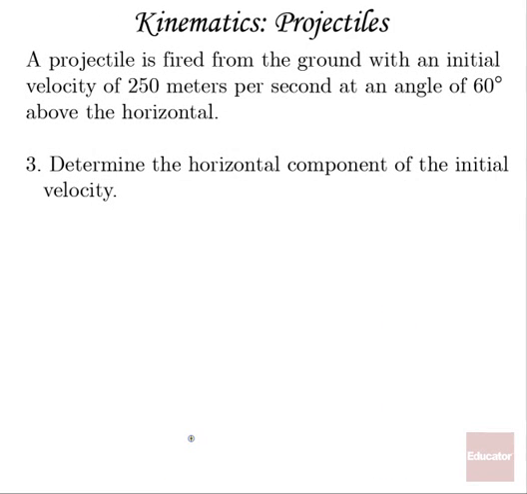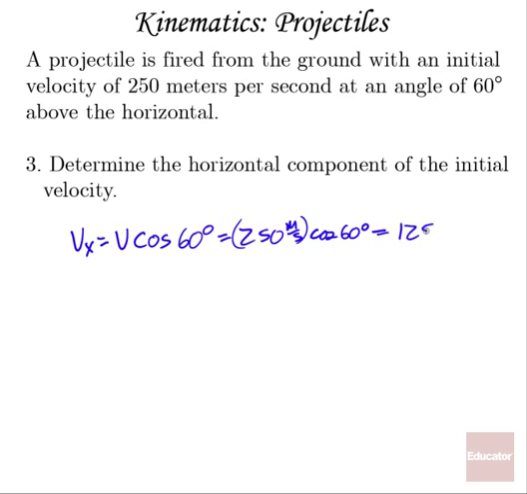All right. We've got a projectile fired from the ground again. Same projectile, same velocity, same angle. Determine the horizontal component of the initial velocity. Well, the horizontal component is going to be the x component, which will be v times the cosine of our angle, 60 degrees, or 250 meters per second, times the cosine of 60 degrees. And cosine 60 degrees is 1/2, so that's going to be 125 meters per second.